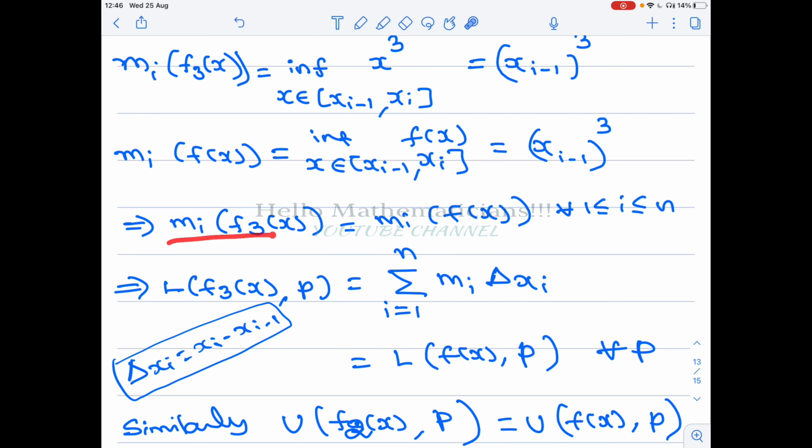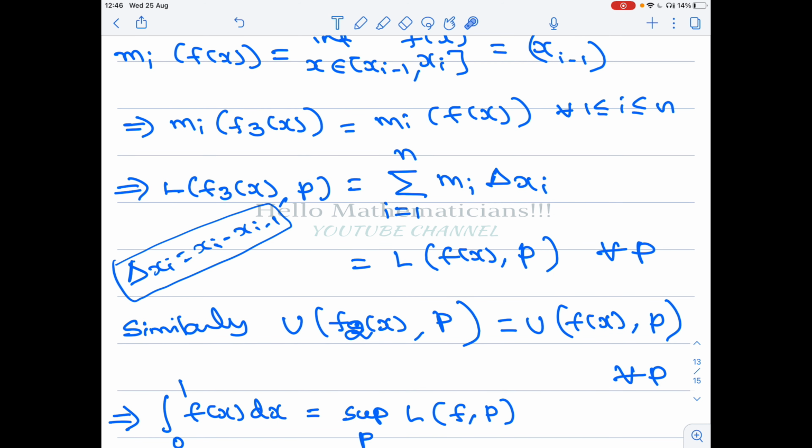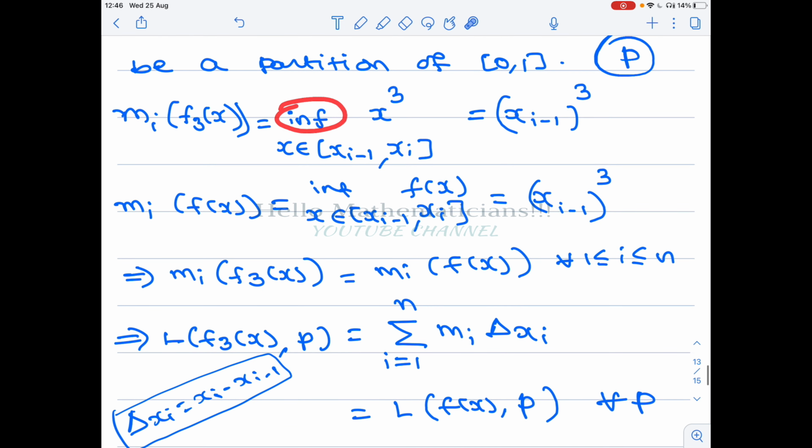Now this small mi for f3 of x and f of x are the same, that is what we proved here. Therefore the lower sum of f3 of x for this partition p is equal to the lower sum of f of x for this partition p, because both functions have equal small mi. Similarly, what you can prove is that the upper sum of f2 of x is equal to the upper sum of f of x. Basically, instead of infimum you have to take the supremum to define capital Mi.